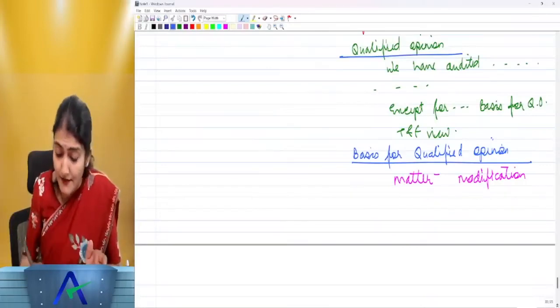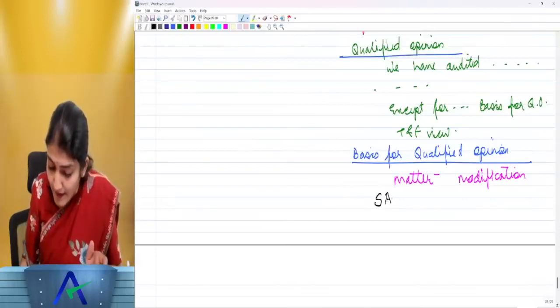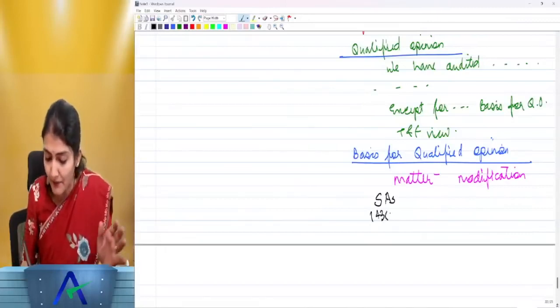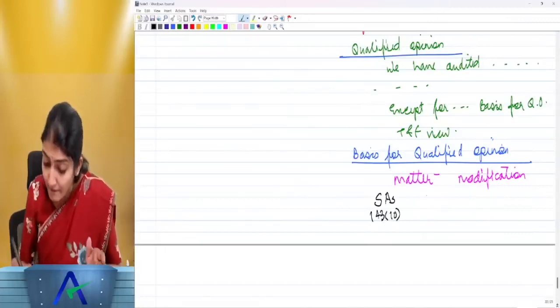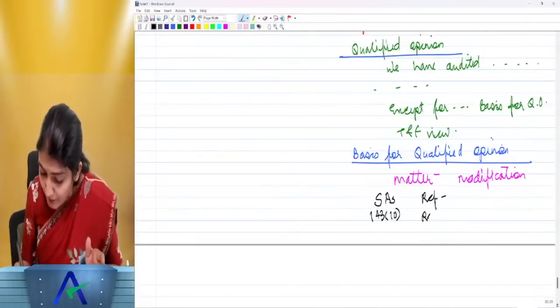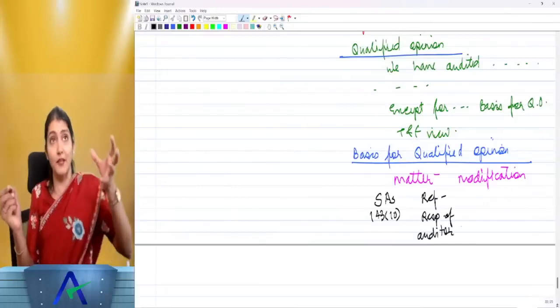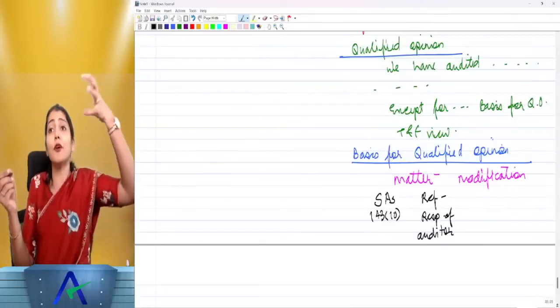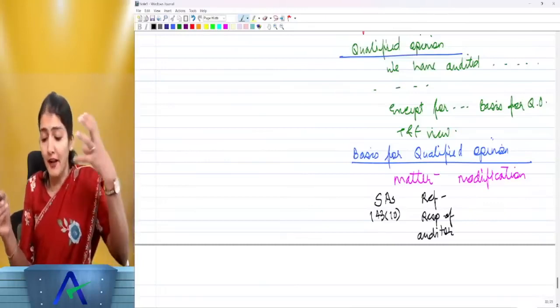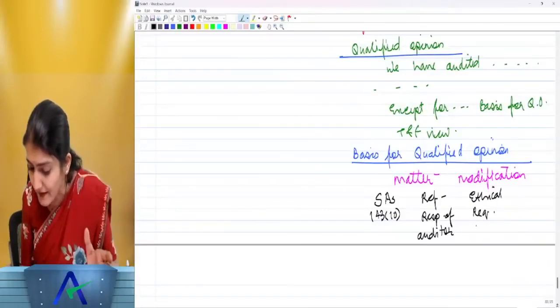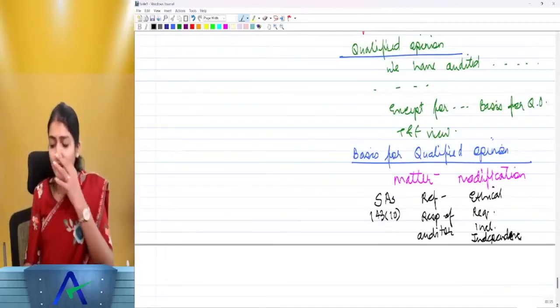We have conducted our audit in accordance with the standards on auditing specified under section 143(10) of the Companies Act 2013. Then the reference to that section of the audit report where the responsibilities of the auditor have been given. So here you don't write down the responsibilities. You make a reference to that section. Then you say that we have complied with the ethical requirements, including the independence, that we are independent of the entity as per the code of ethics.